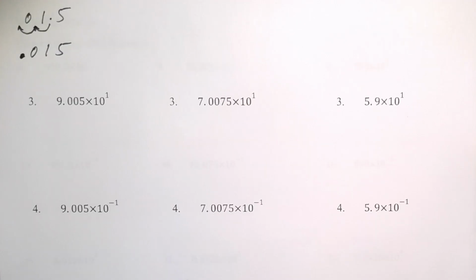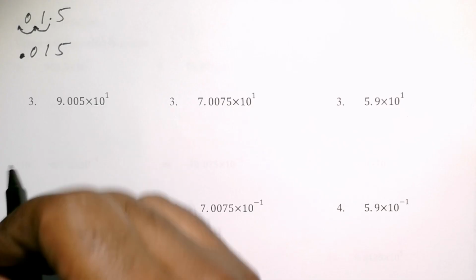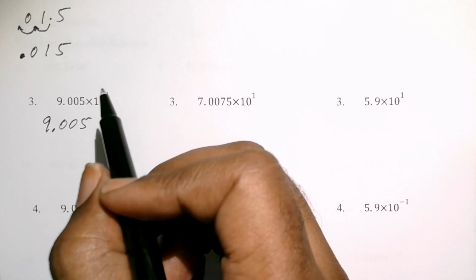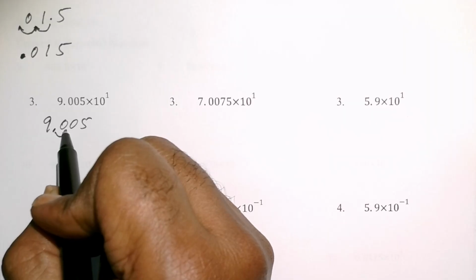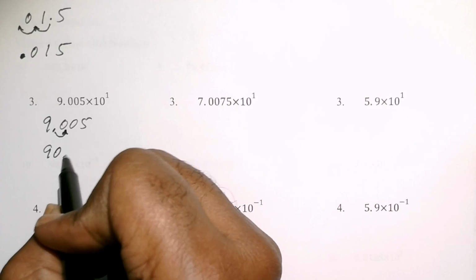Okay. This positive one means we need to make this number larger. So we start off with 9.005. And to make it larger, we're going to move the decimal to the right one time. So it'll go right there. So now it becomes 90.05.